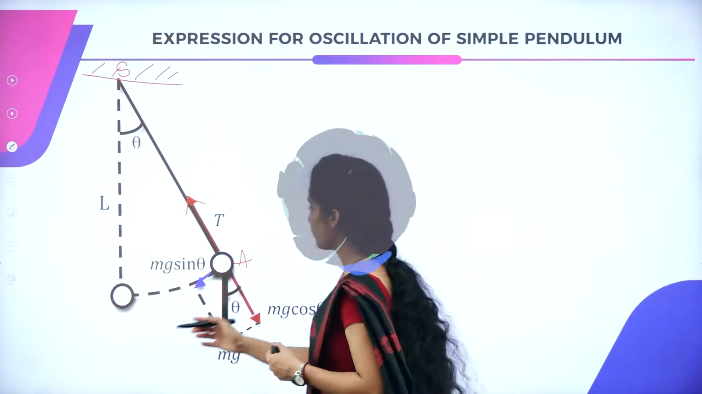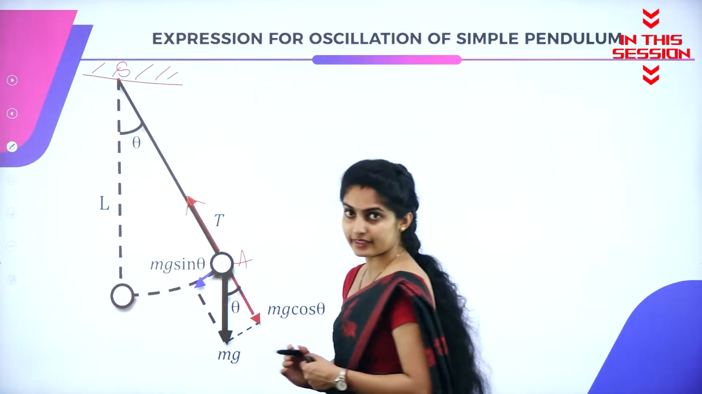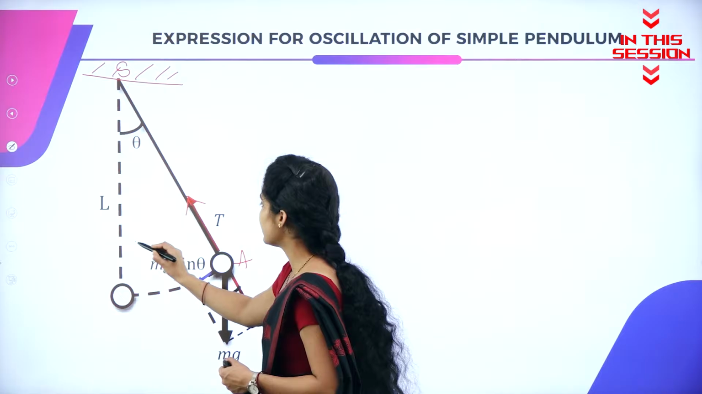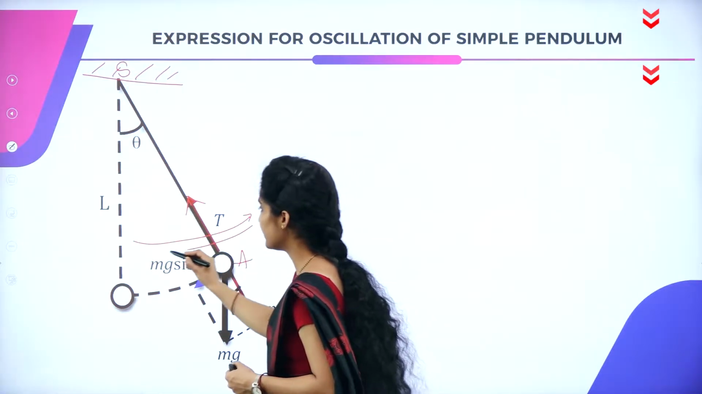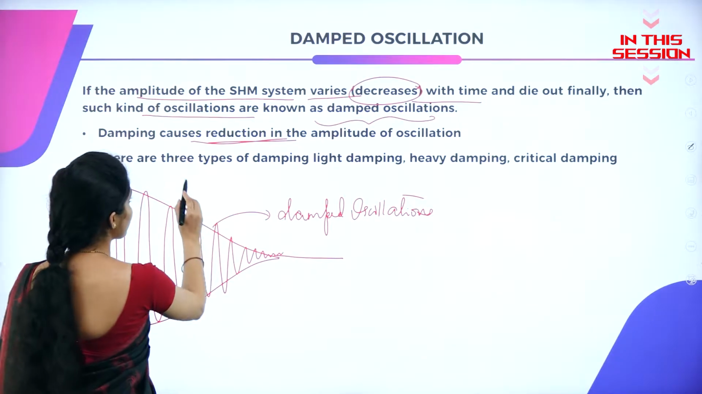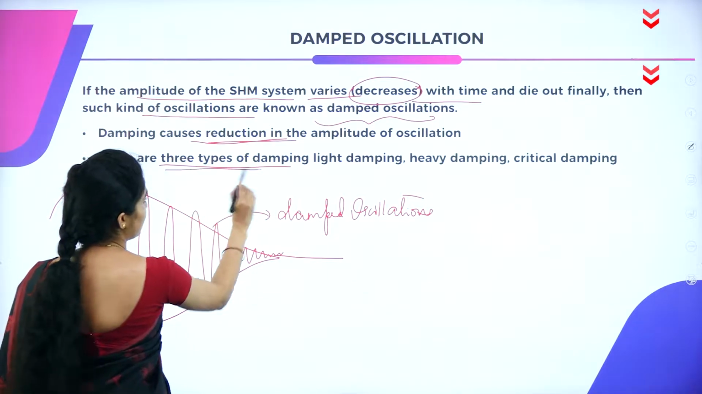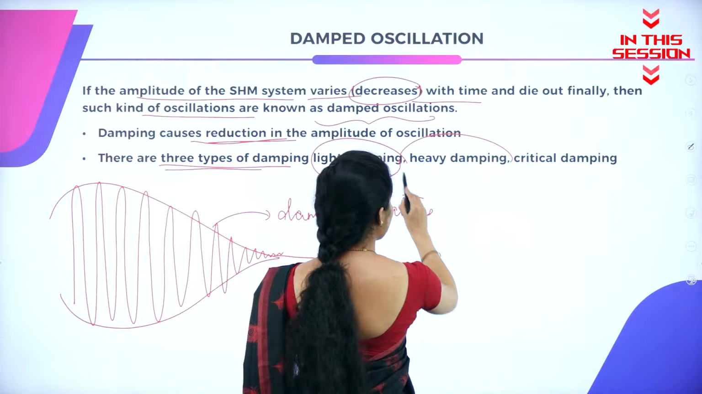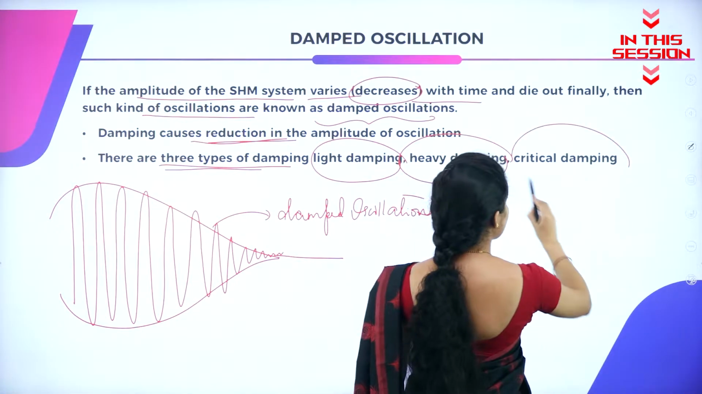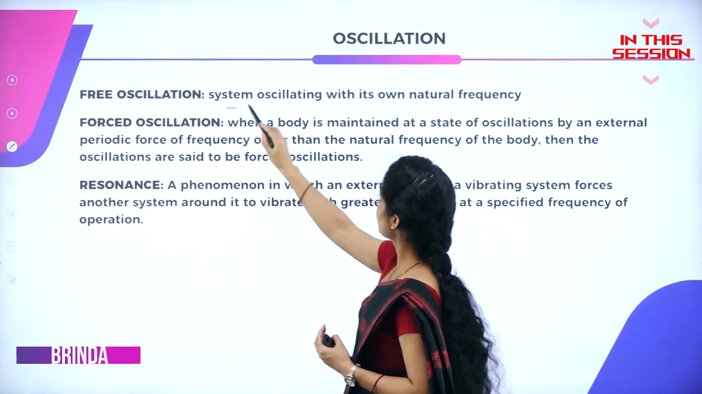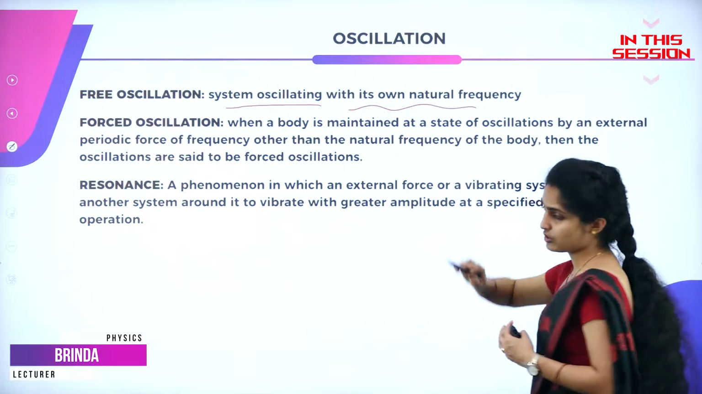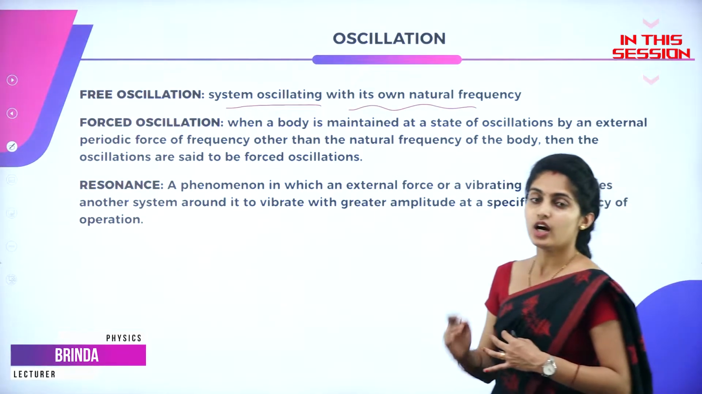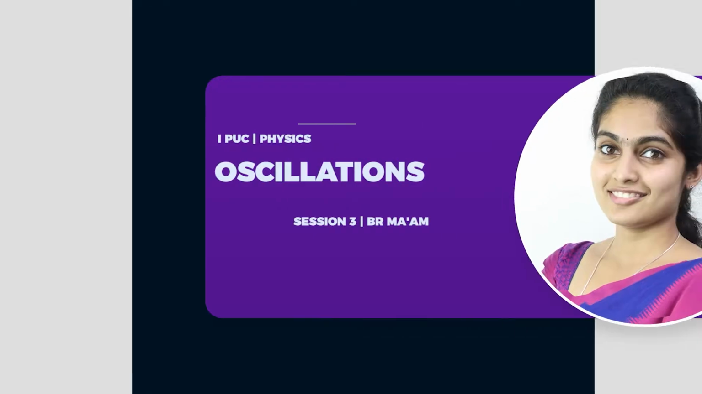The horizontal component is nothing but mg sine theta. So this will be the action, but this will be the reaction of it. We have got three types of damping. So which are those? It is light damping, heavy damping, and critical damping. The system which oscillates with its own natural frequency is said to be a free oscillation.